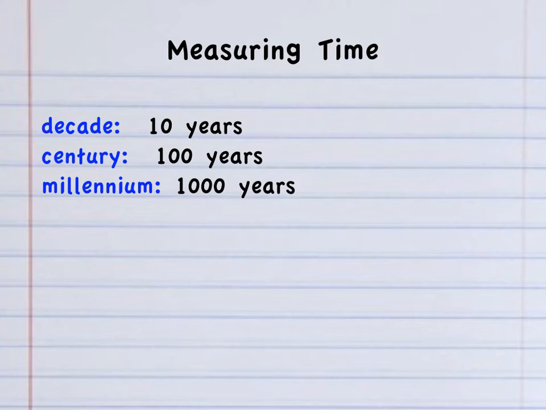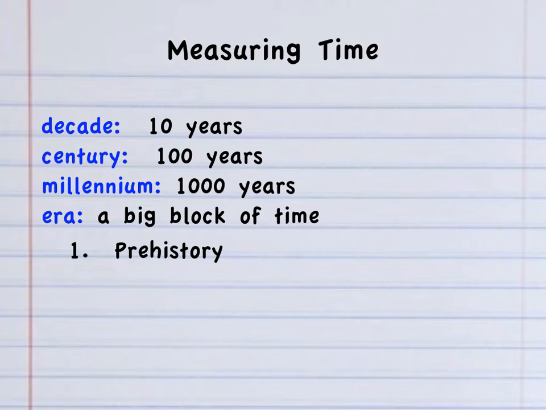And we have millennium. A millennium is a 1,000-year period. Milli means 1,000, like a millimeter or a millipede. And last we have era, which is just a big block of time. There's lots of ways you can divide up time. Here in this class this year, we're going to study 4 major eras of world history.